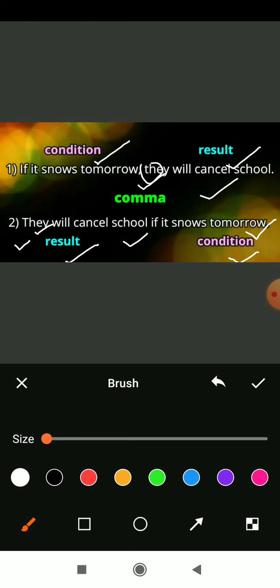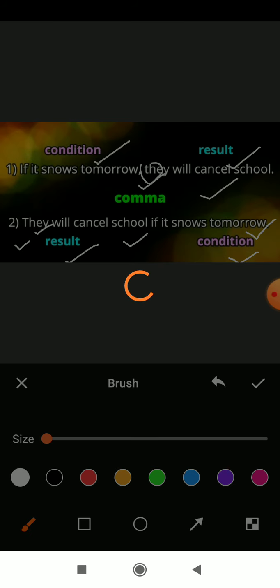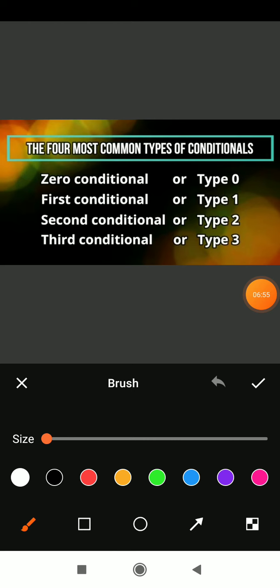So this is how we have changed the order of the if clause and the main clause. So by this we can say that we can change the order of the if and main clause. Understood? Okay. Yes, now we are going to learn the types of conditionals.